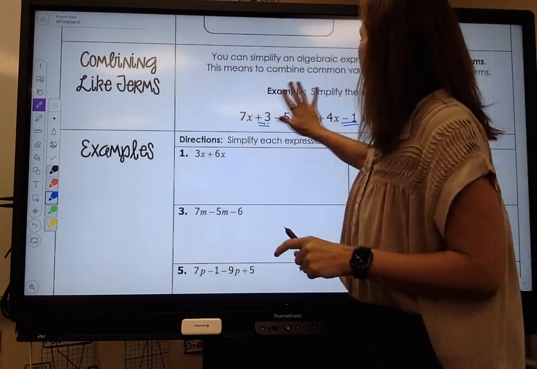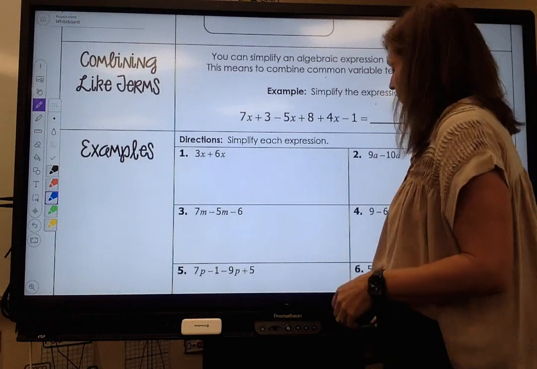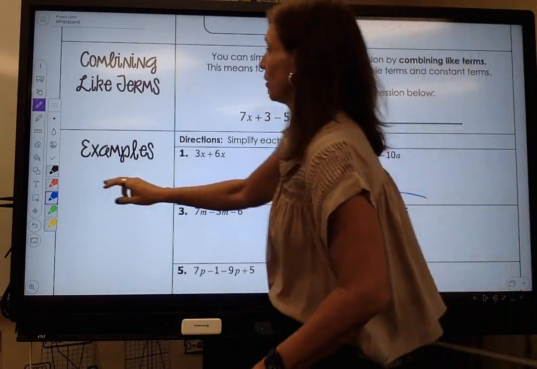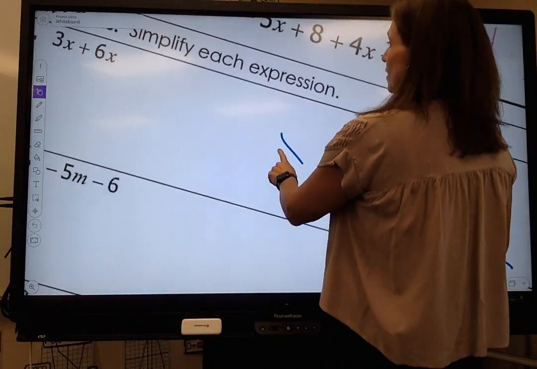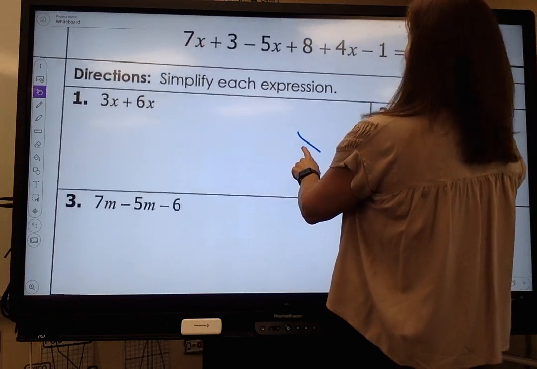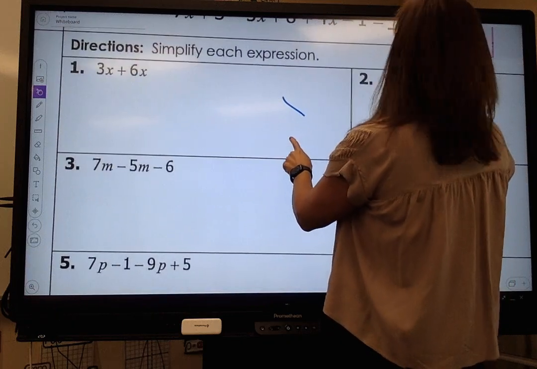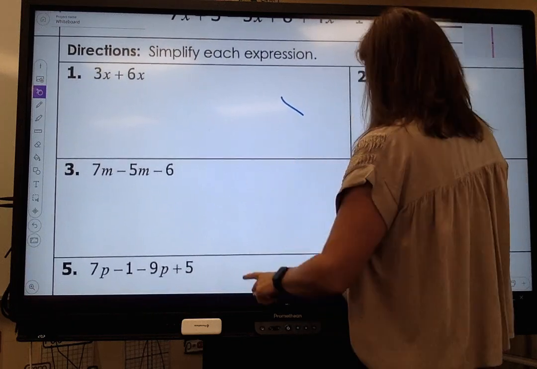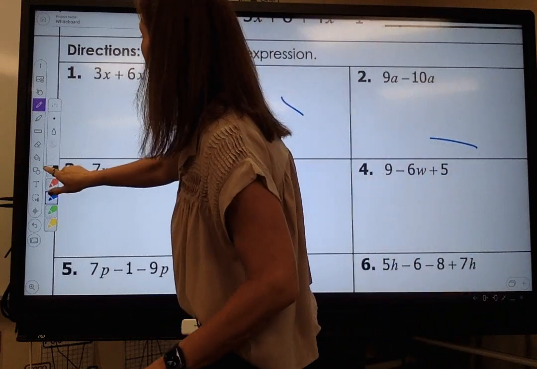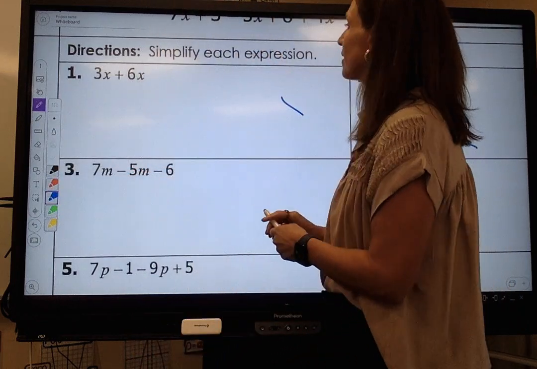All right, so let's look at number 1. First, you have to ask yourself, can you? Are you allowed to? Is this possible? Is it possible to even combine these? So let's look at number 1. Are my variable terms exactly the same?